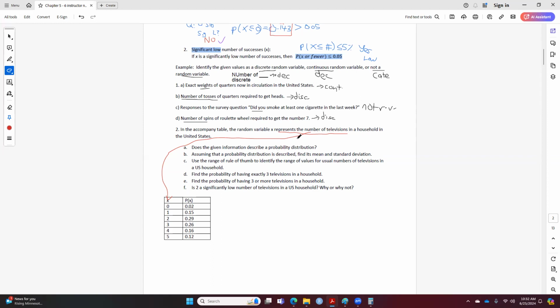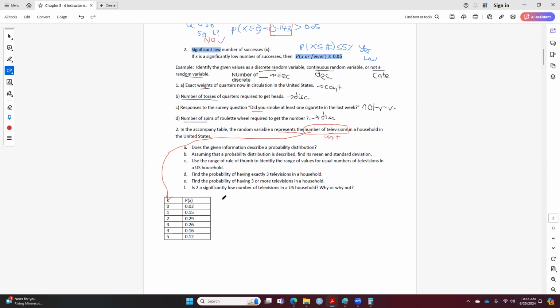So some of you were asking about units. What is the unit for a discrete type? The unit in this case will be the number of TVs. Okay, so if we talk about number of spins here, then the number of spins will be the unit. The weight, I don't know what unit, because it can be grams, it can be pounds, it can be ounces, you know. So usually if they use "number of," that would be the unit for this case.